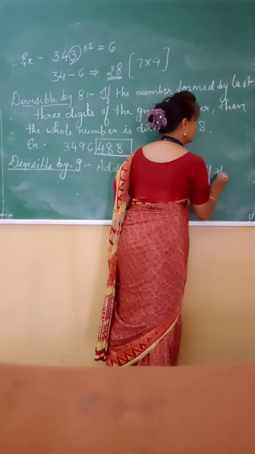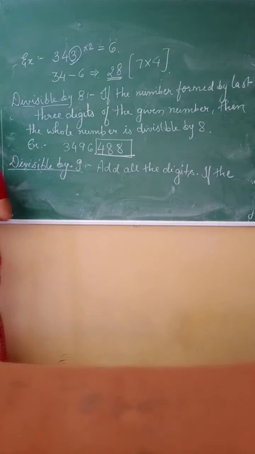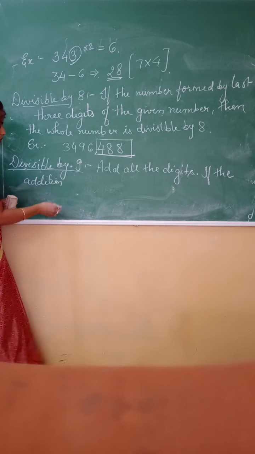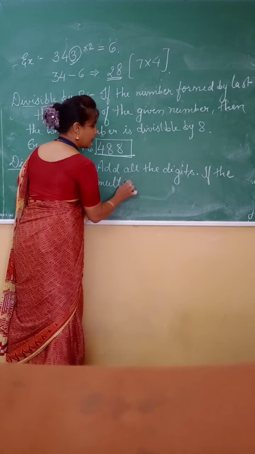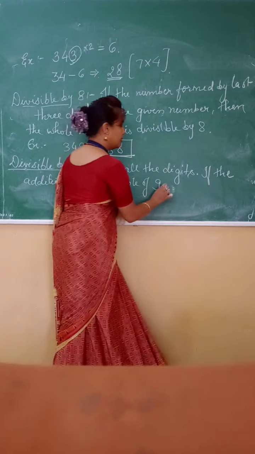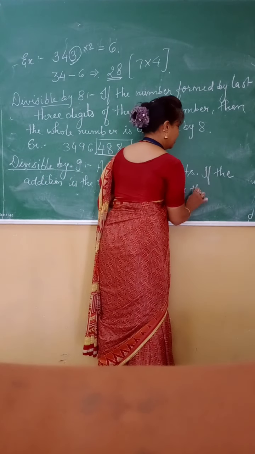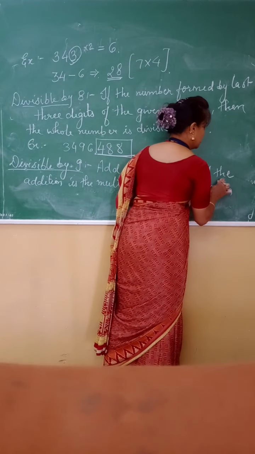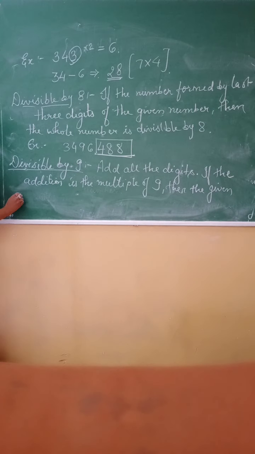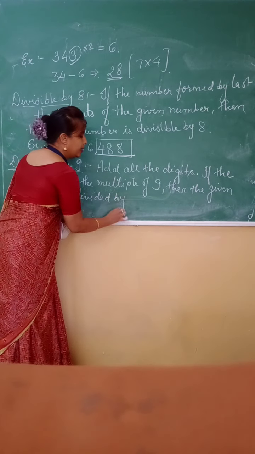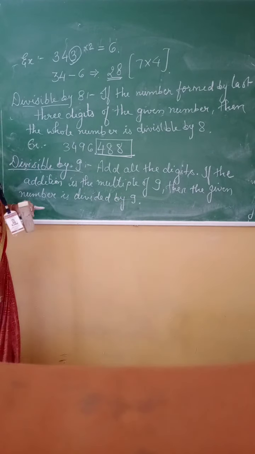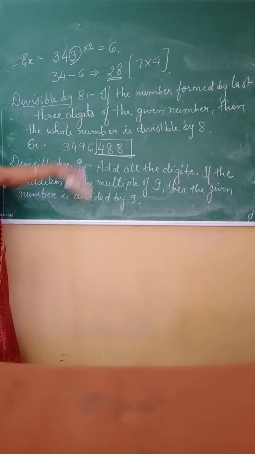If the addition is the multiple of 9, then the given number is divided by 9. For example, let us see the example again.